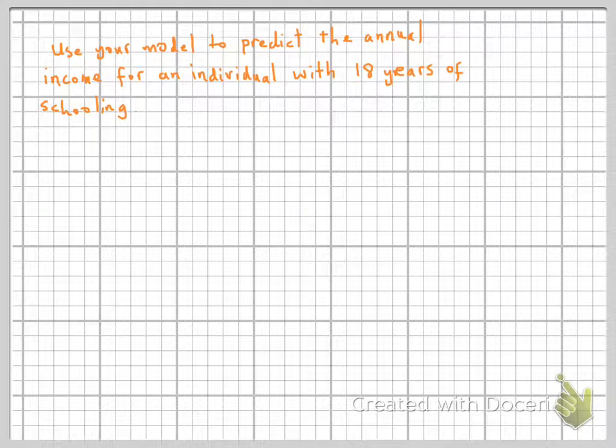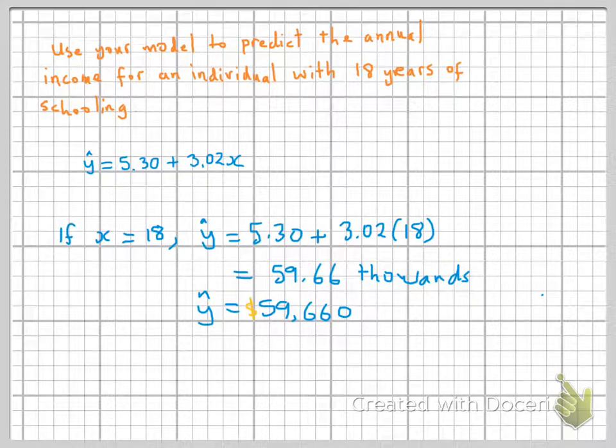And then we said we're going to use this to predict the annual income for a person who went to grad school. Okay, he has 18 years of education. So that means in our model, we will let x be 18. So if x is 18 years, y hat will be 5.3 plus 3.02 times 18. That will just give us 59.66, which translates to $59,660.